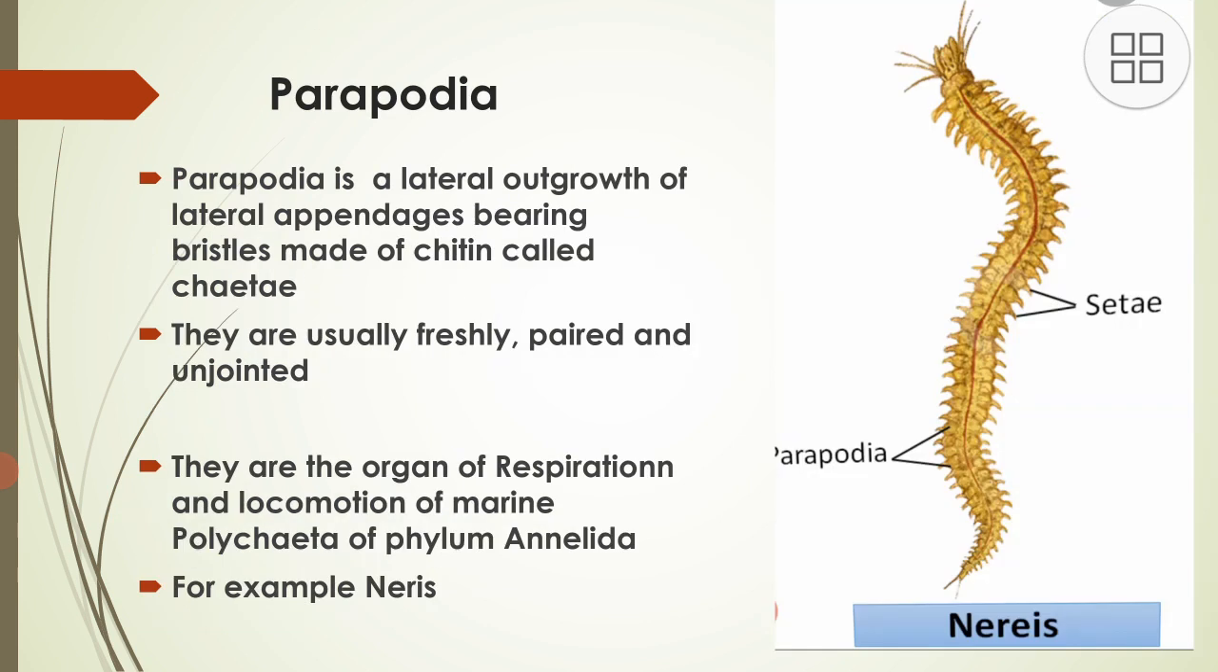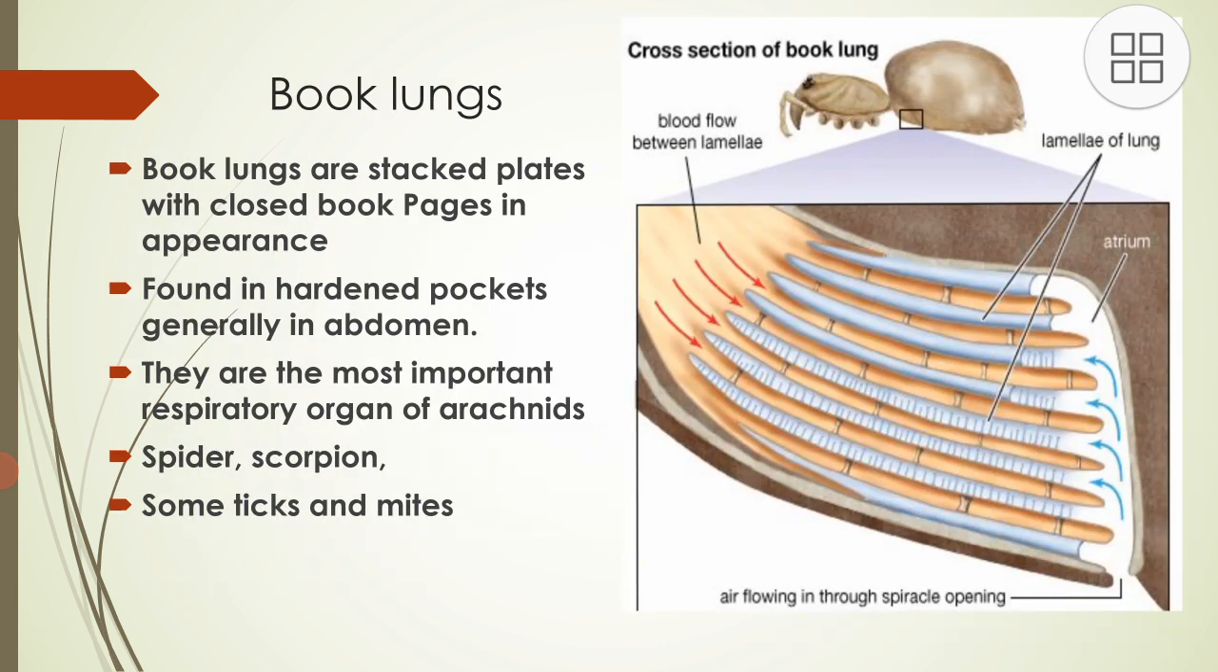Parapodia. Parapodia are lateral outgrowths, lateral appendages bearing bristles made of chitin called chaetae. They are outgrowths from the lateral body, and they are usually fleshy, paired, and unjointed. They help in locomotion as well as respiration. They are the organs of locomotion and respiration of marine polychaeta. Polychaeta is a class of phylum Annelida. So the parapodia shown over here is of Nereis, which falls in phylum Annelida and class Polychaeta. They are usually marine.